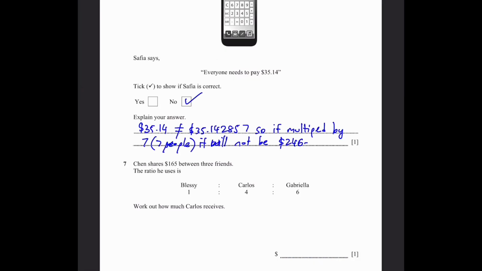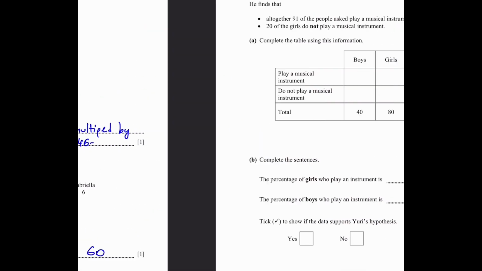Question 7. Chen shares $165 between 3 friends. The ratio he uses is Blessy to Carlos to Gabriela, that's 1 is to 4 is to 6. Work out how much Carlos receives. So the total number of parts is 11. Carlos receives 4 parts. So 4 by 11 of the total, $165. That'll be, if we do it correctly, $60. That's the answer.